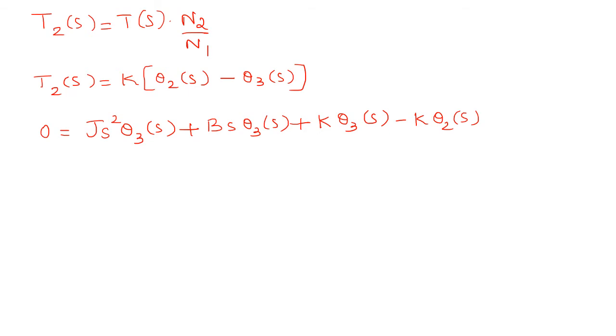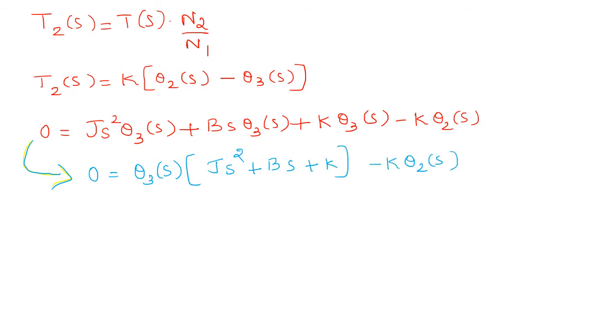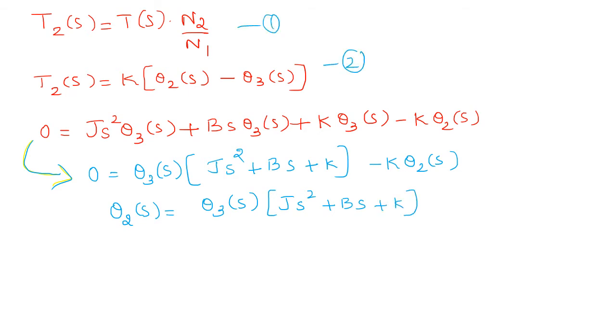So now this particular equation, we separate the terms containing theta 3 of S. So it becomes theta 3 of S into Js square plus Bs plus K minus K into theta 2 of S, or we can write theta 2 of S is equal to theta 3 of S into Js square plus Bs plus K, divided by K. This was our equation 1, this was our equation 2, and this was equation 3.